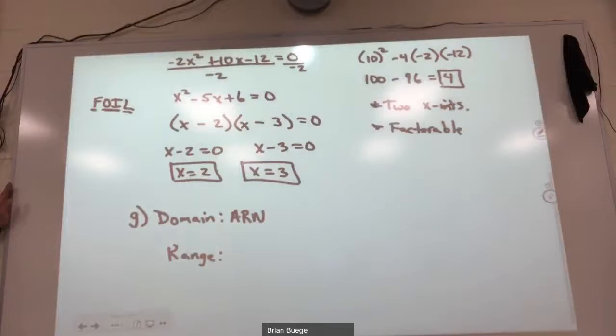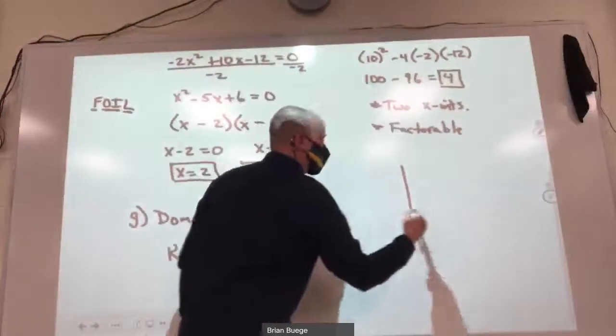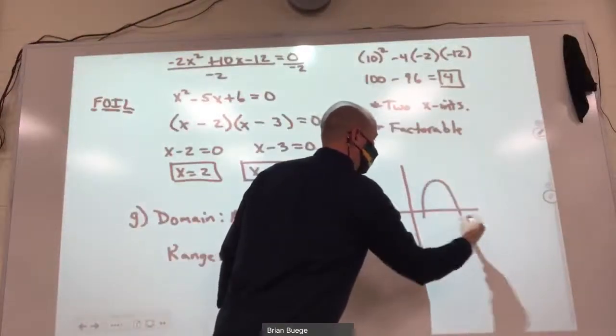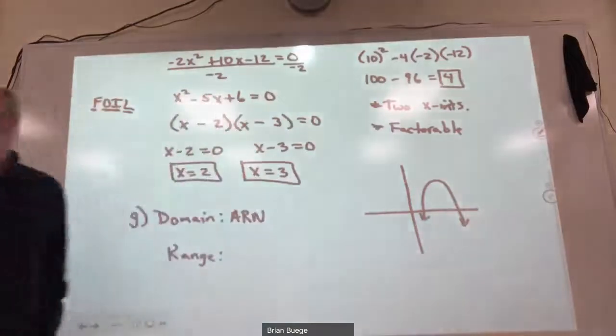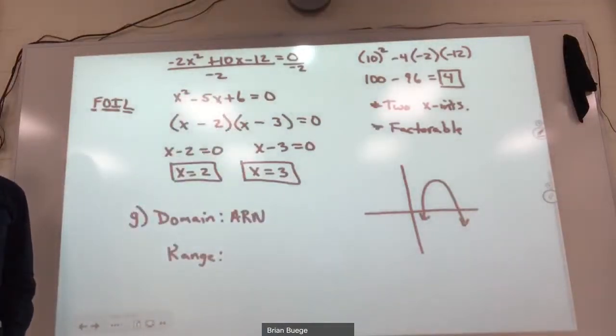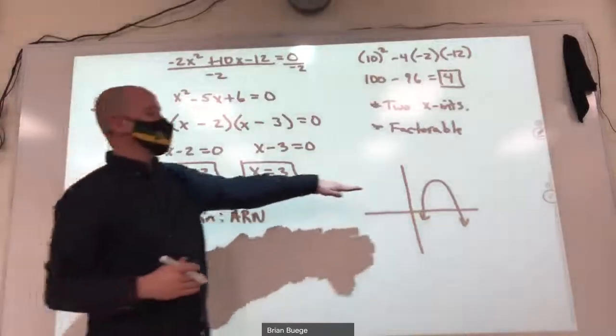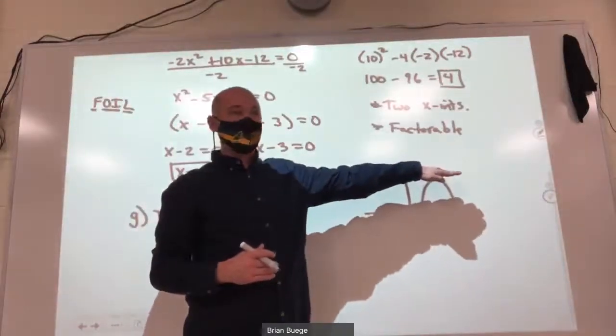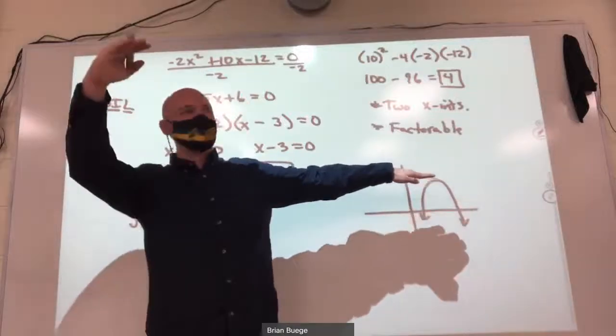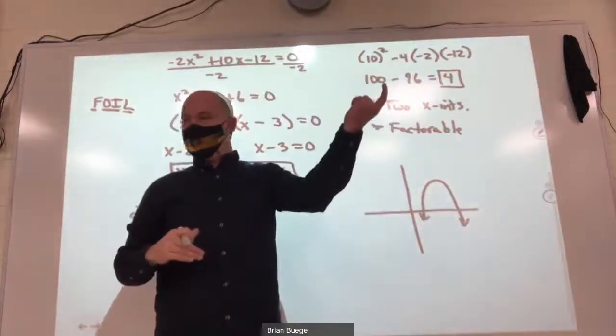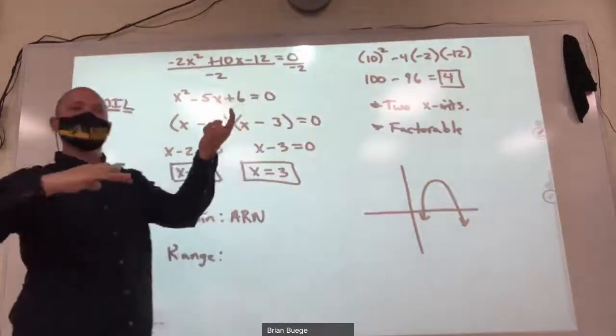How about my range? I know I've got a high point. We said before, it's opening down. So are my y values less than or equal to something or greater than or equal to something? If your graph generally is going to look like this, they are less than or equal to your high point. Because you've got a maximum, all the y values are less than or equal to that maximum. If it opened up, all your y values would be greater than or equal to that minimum.